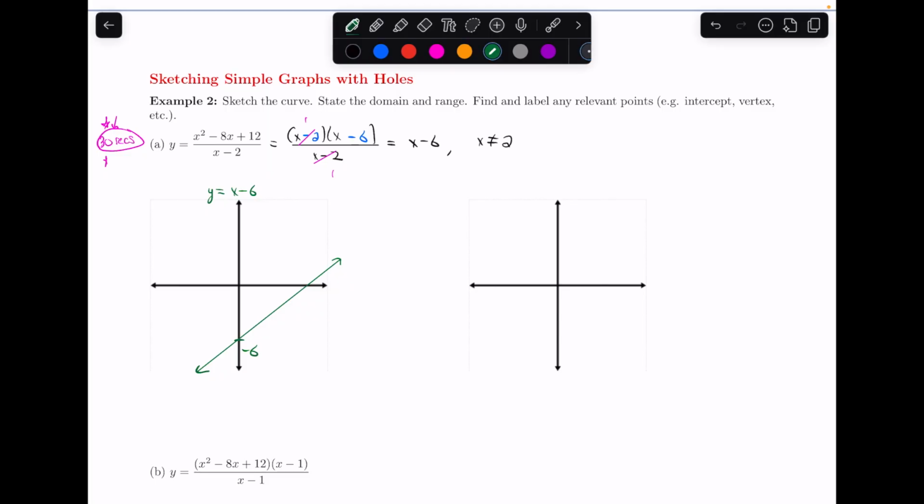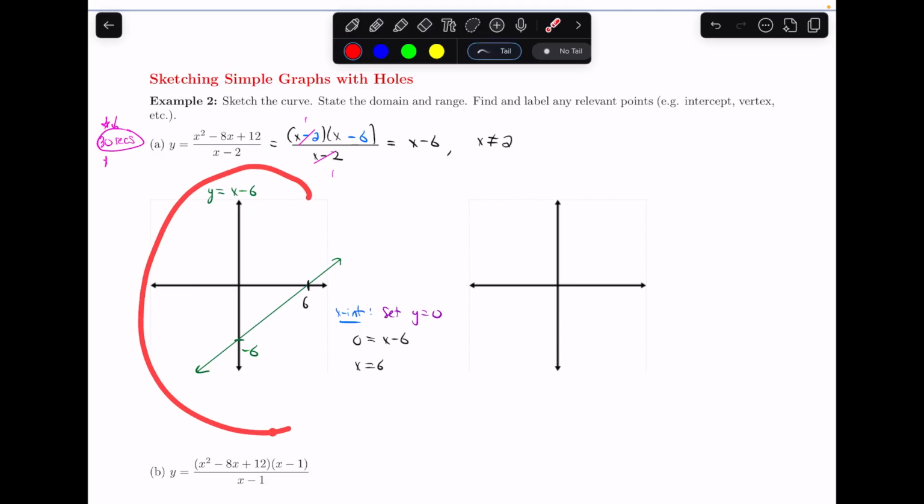Okay, so I got this. I can find the x-intercept by setting y equal to 0. So to do that, we set y equal to 0 in the equation. And that gives me 0 equals x minus 6. And if I isolate x, we get x equals 6. So that's my x-intercept. My x-intercept is going to be at 6 here. Okay, so if there was no domain restriction, that's what my graph would look like.